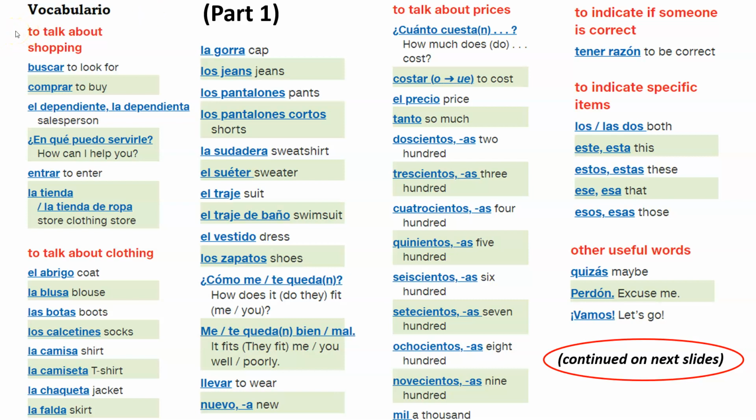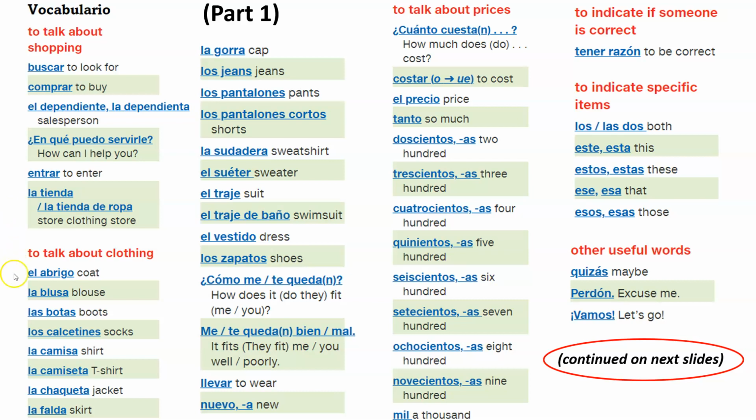All right, to talk about shopping. Buscar. Comprar. El dependiente. La dependienta. ¿En qué puedo servirle? Entrar. La tienda de ropa.